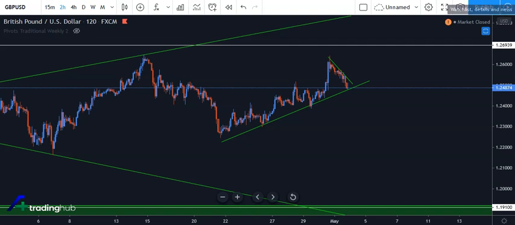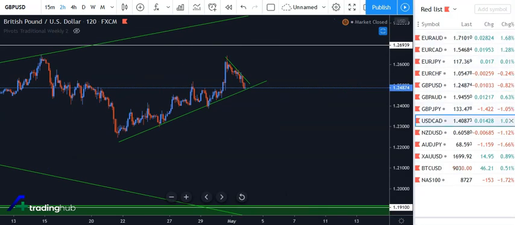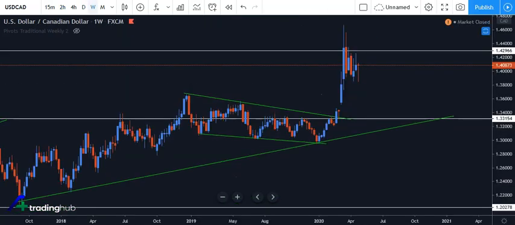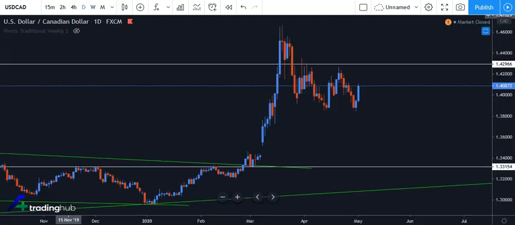So let's look at another pair, USD CAD. So USD CAD, I've been seeing it trading lower, pushing lower lately.